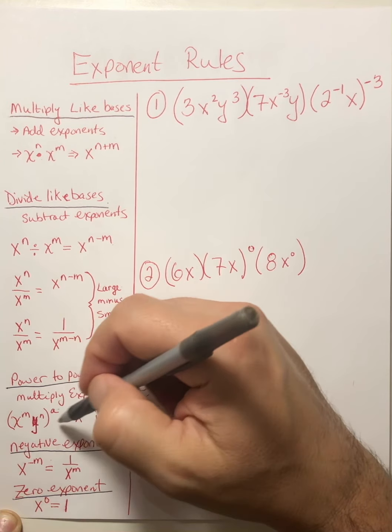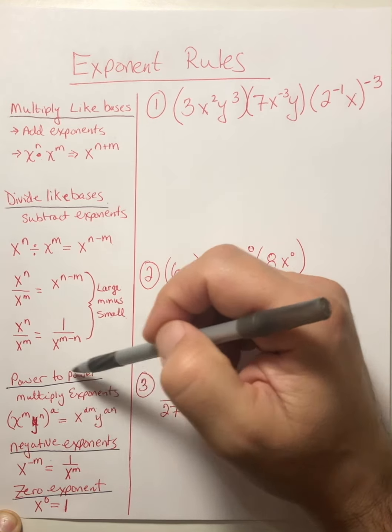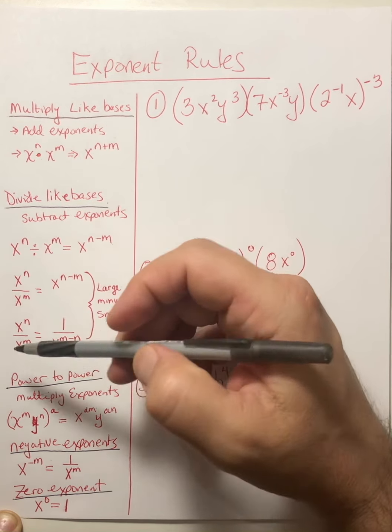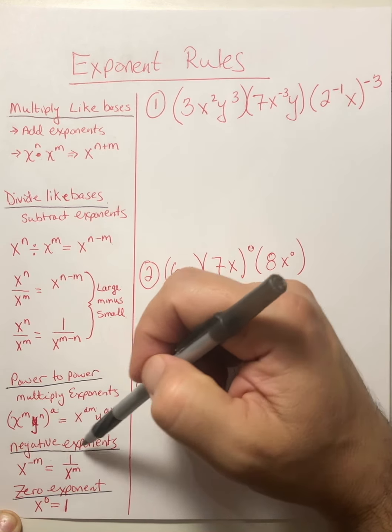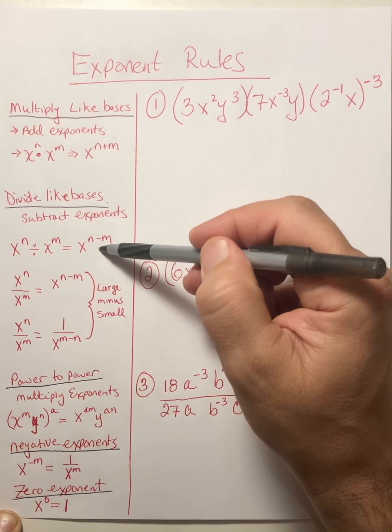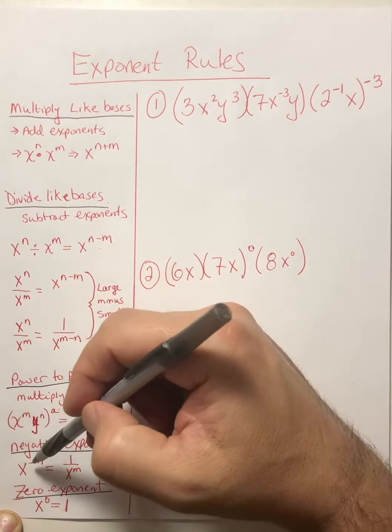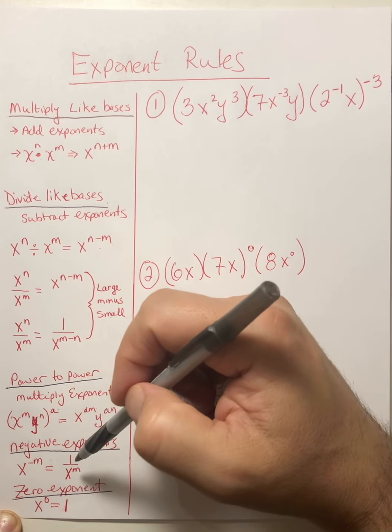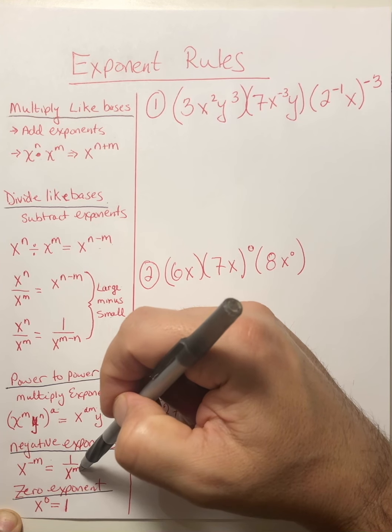Okay, the power rule, this power to a power, actually comes from multiplying like bases. And then negative exponents come from division. Depending on how we subtract, we can end up with negative numbers. So a negative exponent, we just flip the base, and your exponent becomes positive.